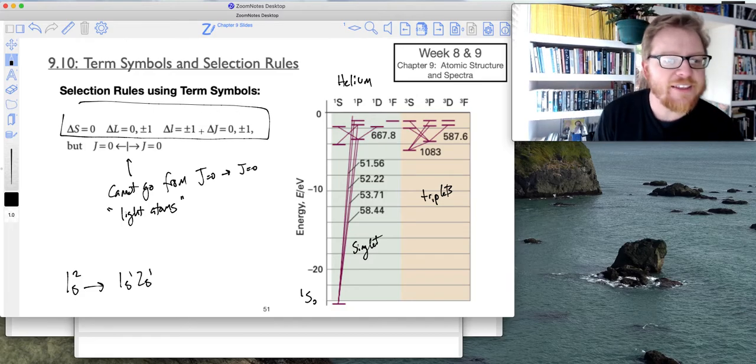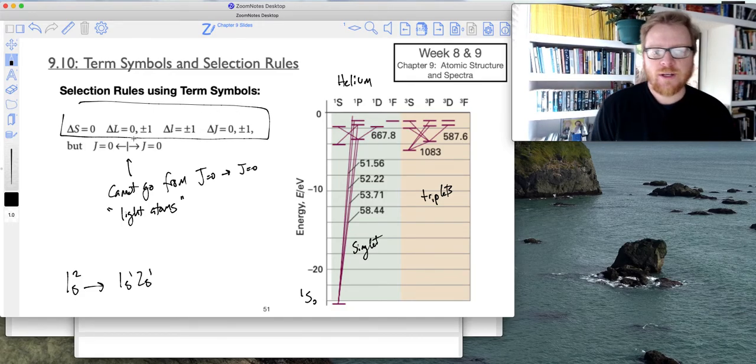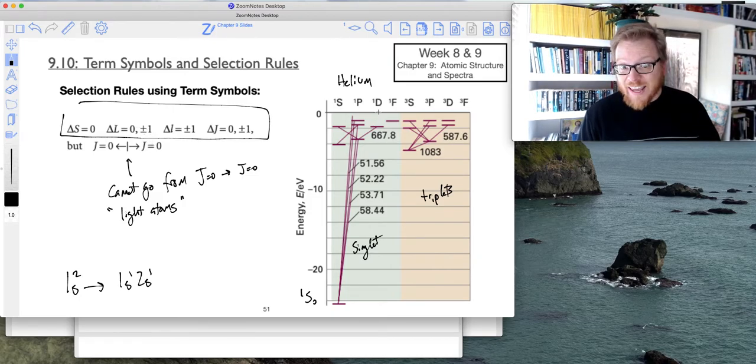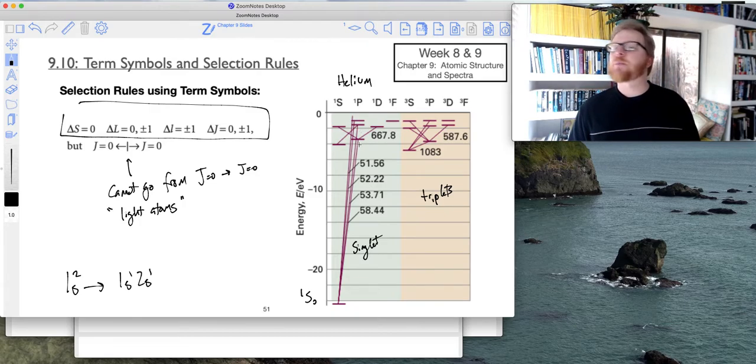And so you can see that the L value can change by 0 or plus or minus 1, but not plus or minus 2. So I can't go from a D term to an S term, but I can go from a D term to a P term, or an S term to a P term. Here we're not seeing any P to P. No, there is one right there. I just missed it. There is a P to P term right there.